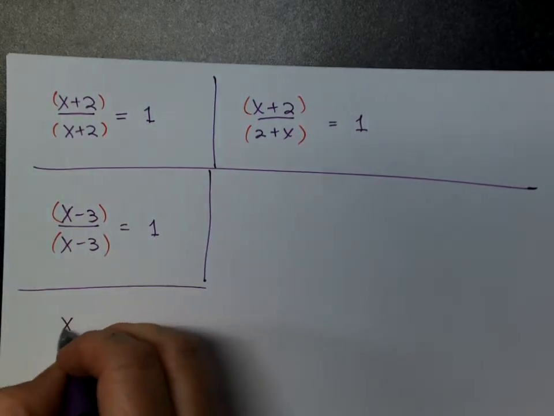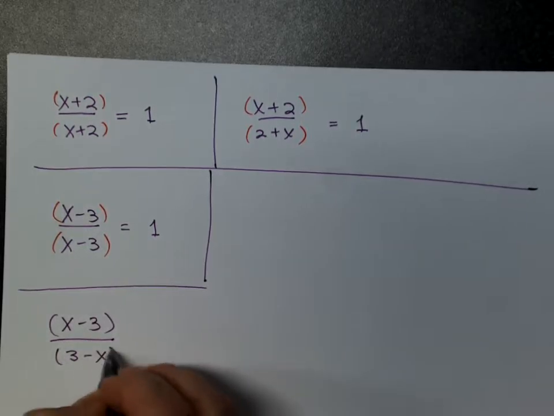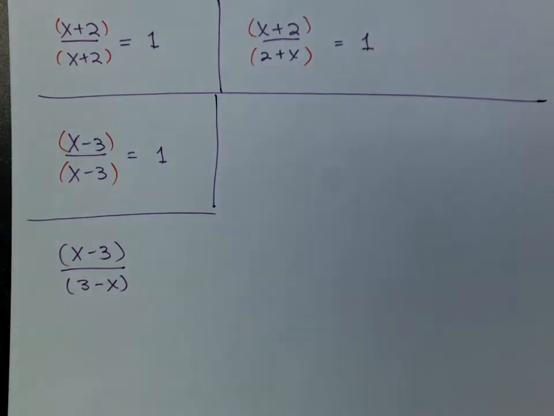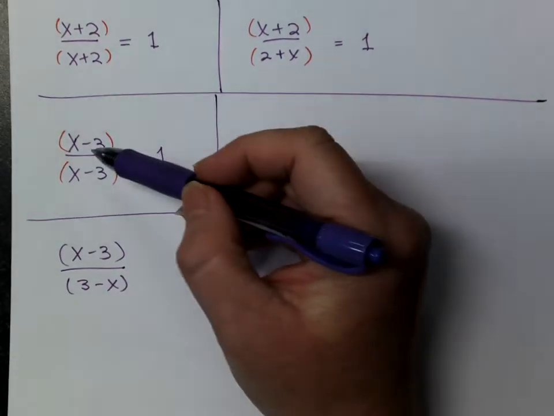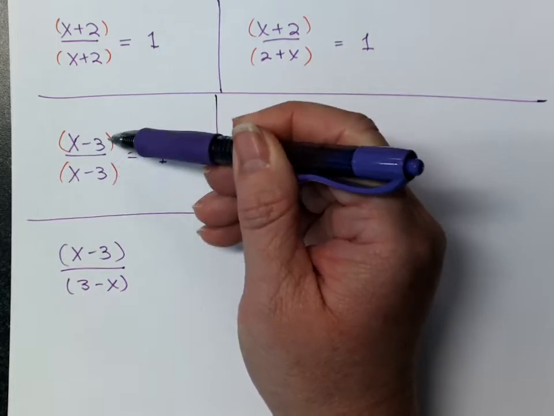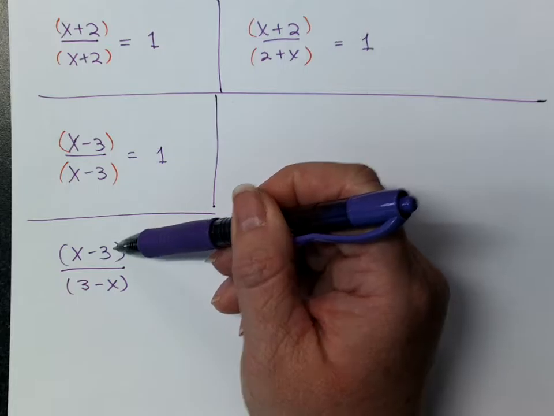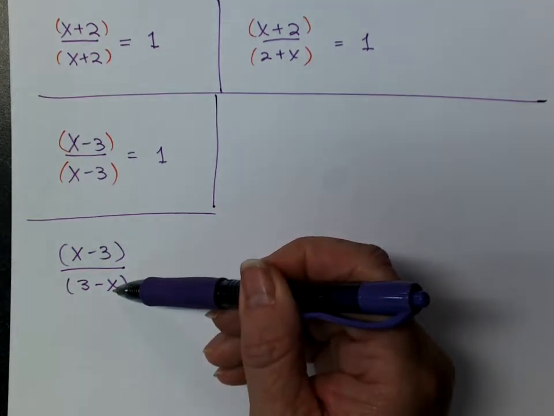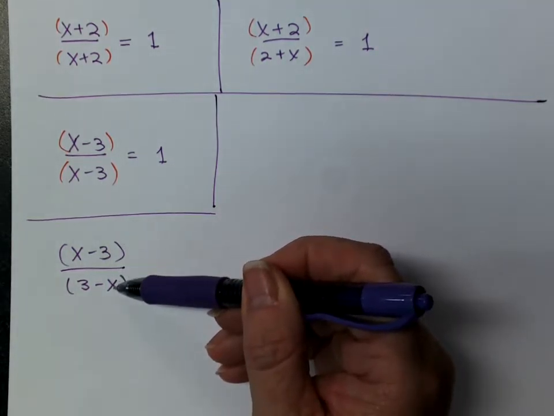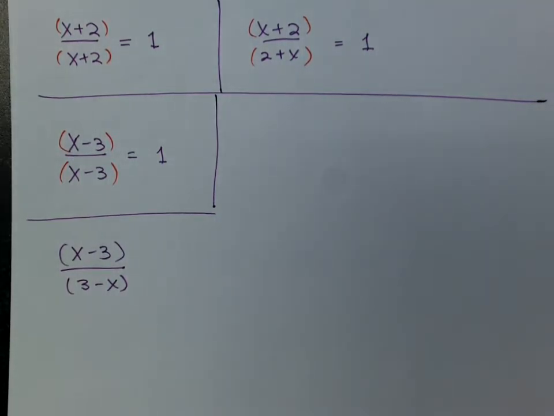Now, what if you had this? x minus 3 over 3 minus x. The same thing? No, the 3's positive. Yeah. Let's imagine that x were 5. Here, 5 minus 3 is 2, and 5 minus 3 is 2. So 2 over 2 is 1. If x is 5, then 5 minus 3 is 2, but what is 3 minus 5? Negative 2. So we'd have 2 over negative 2, and that cancels out to negative 1.